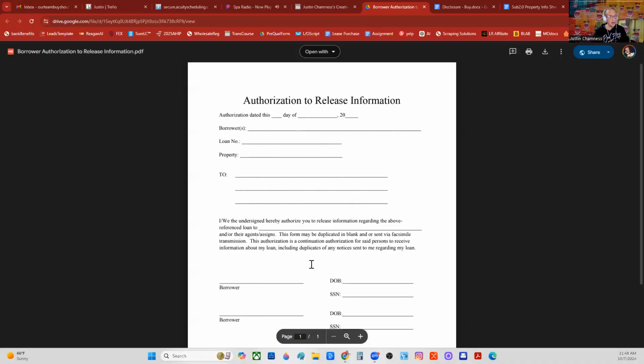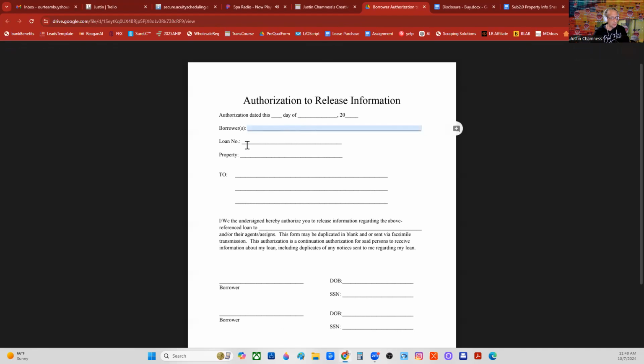Okay. Now, there's also a couple other things that you're going to want to have before we jump into the actual agreement here. Number one is you're also going to want to have the homeowner fill out this document here. It's called an authorization to release information. Authorization dated this day, borrower's name, that's the original homeowner who got the mortgage, the loan number again, and the property address. All right. And then two right here would be the bank or the mortgage company.